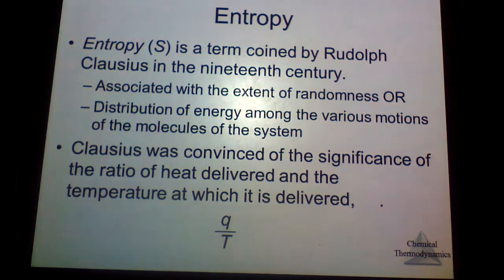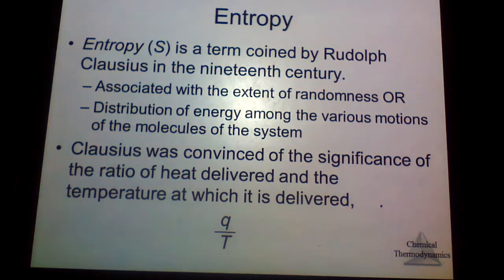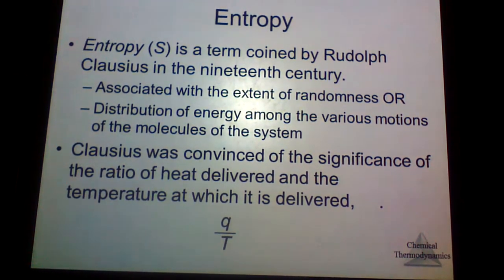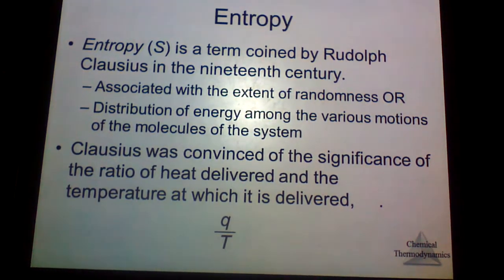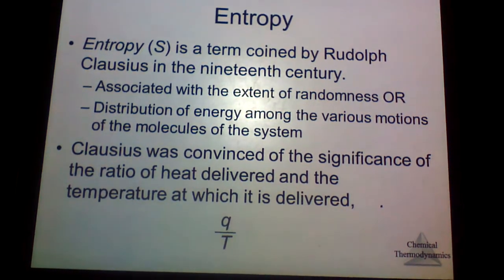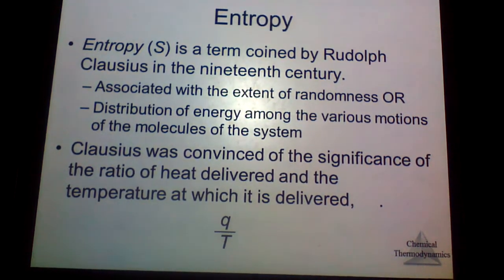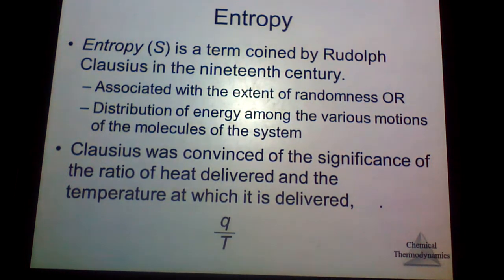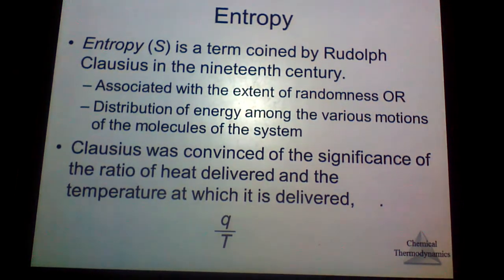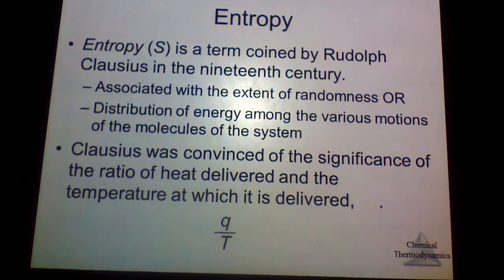Guys, we've talked about entropy before. Entropy we know is really just associated with the extent of randomness. It's the extent of disorder. So it's the distribution of energy among the various motions of the molecules of the system. That's one definition. Or it's just this extent of disorder. So something that has a lot of disorder is high in its entropy. And we will symbolize entropy with an S. Entropy was first coined by scientist Rudolf Clausius, and that happened kind of in the 19th century.